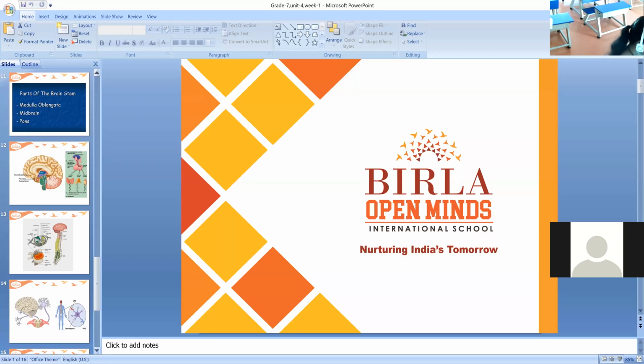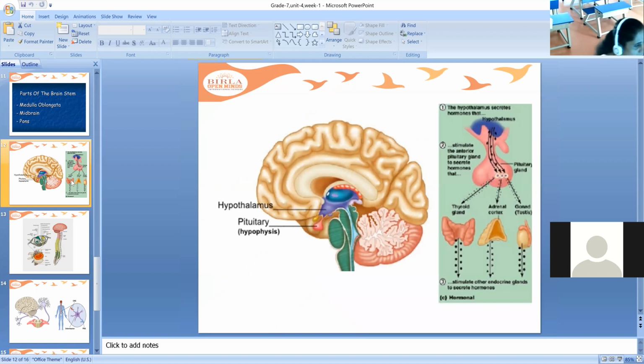So, we were discussing the brain and the different parts of the brain. We have already discussed the pituitary gland and hypothalamus. I hope it's clear to you about the hypothalamus. The pituitary gland is called the master gland because it controls all the glands all over the body. I hope it's clear to you.